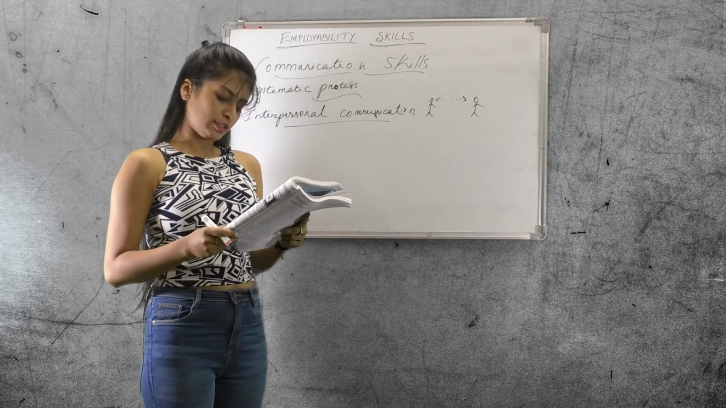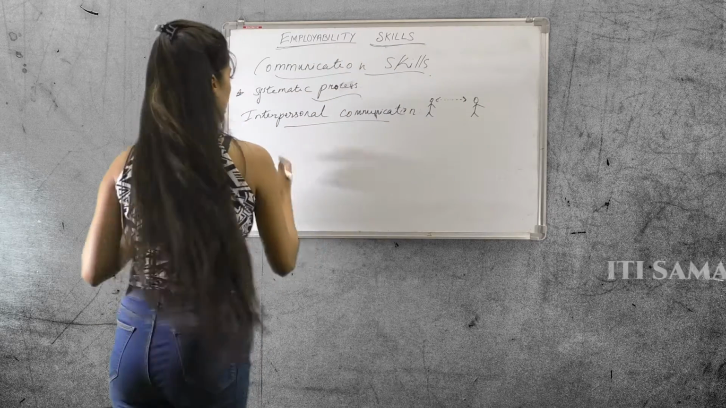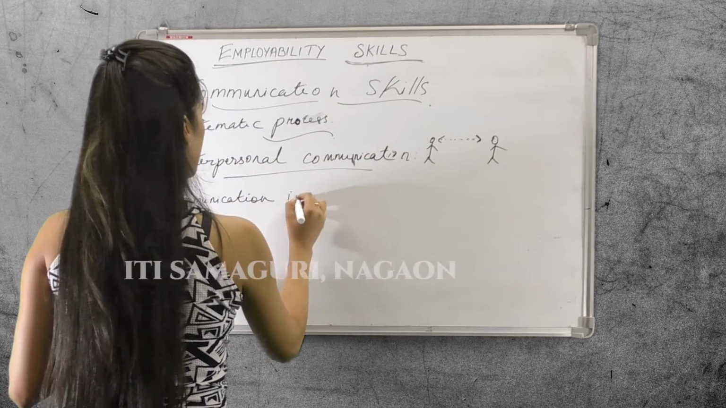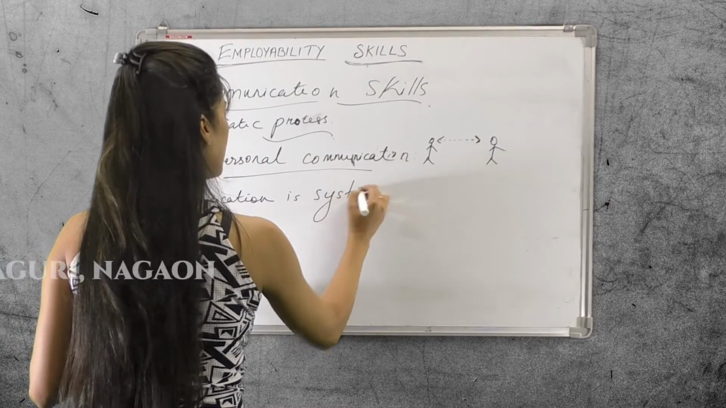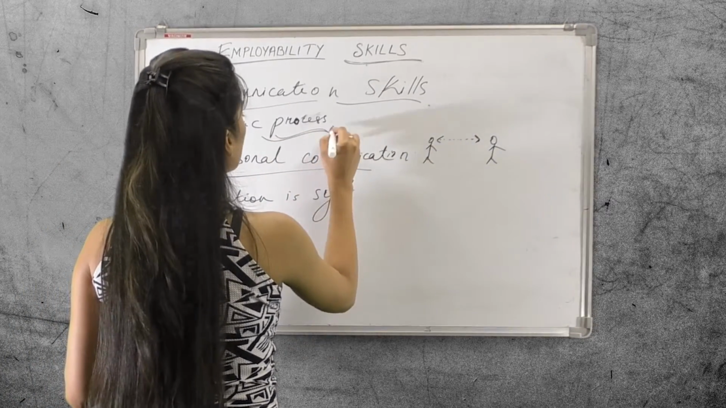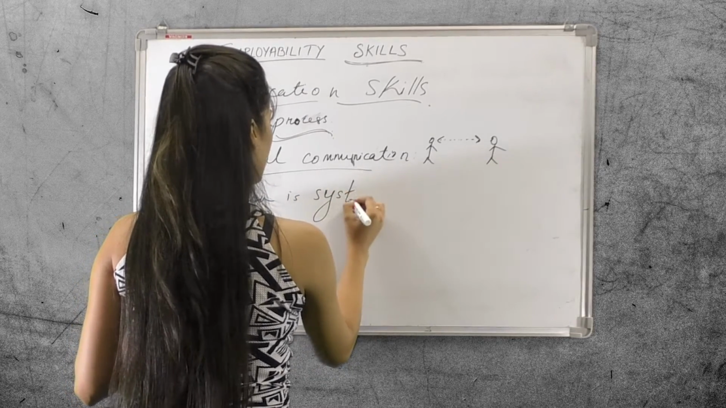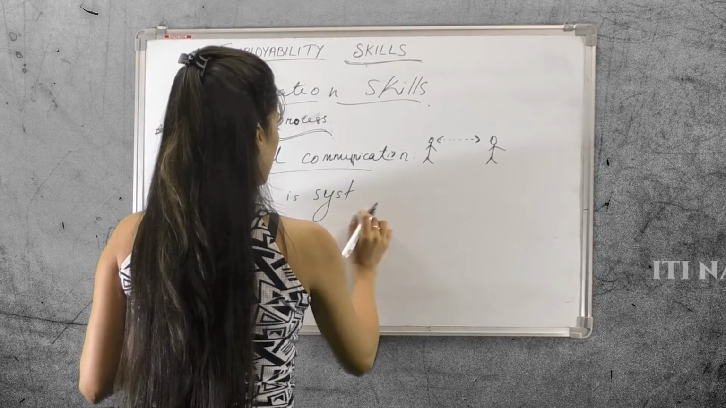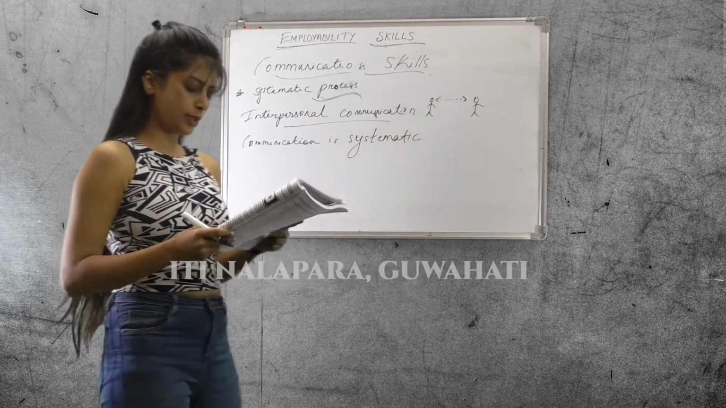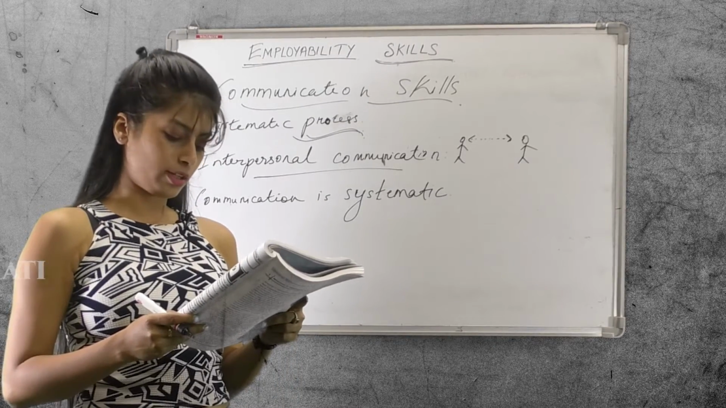Another key feature of this definition is systematic. Communication is systematic. This is important. One key feature is process, an ongoing process. Now we get the second feature: communication is systematic. It occurs within a system of interrelated parts that affect one another.